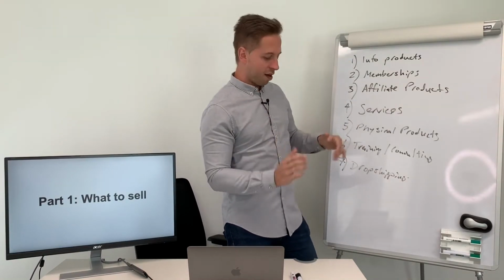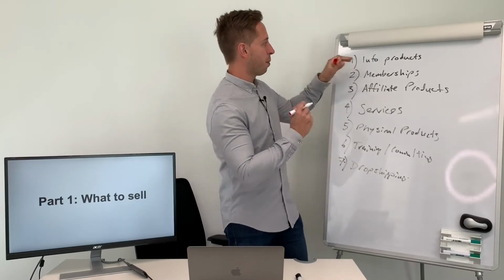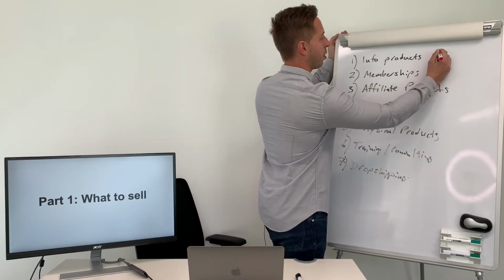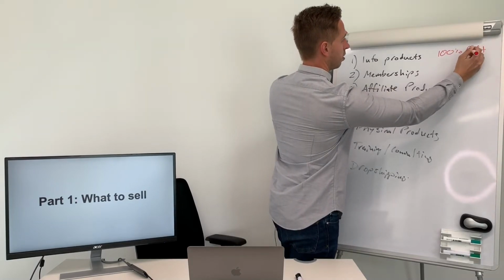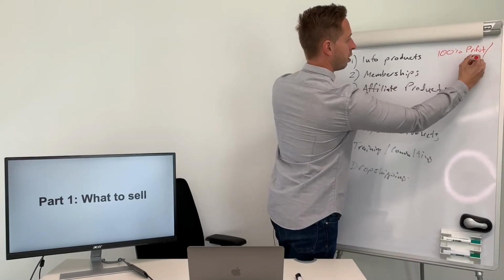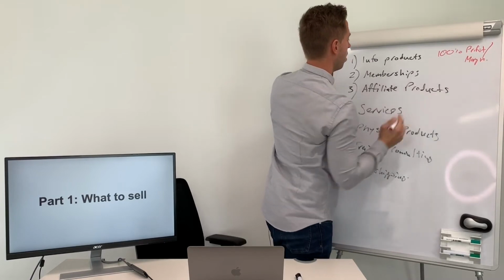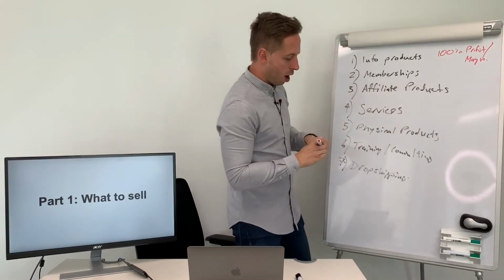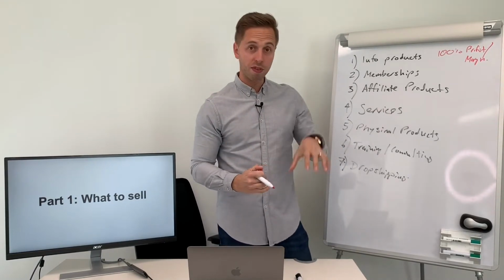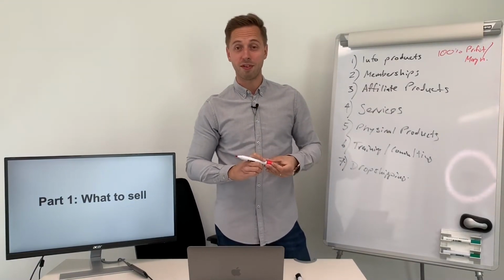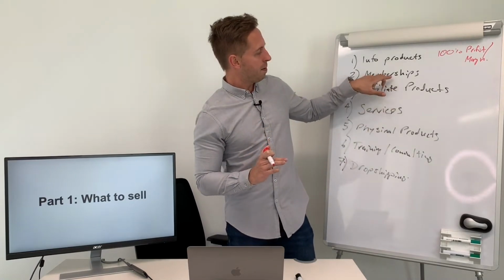So let's take a deep dive into the different products. So we've got info products. What I love about info products is they're basically 100% profit, okay? Margins, let's call it a margin, okay? Membership sites. Now, a lot of people love them. I've trained hundreds of people on this very course, probably thousands actually now, yeah, definitely thousands. And a lot of people pick membership sites.